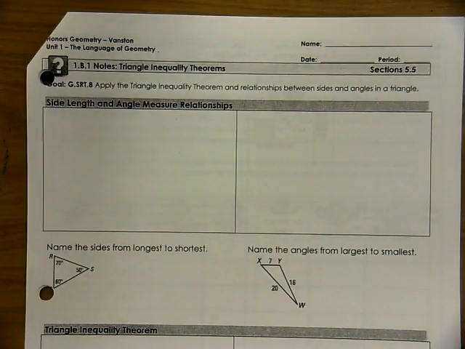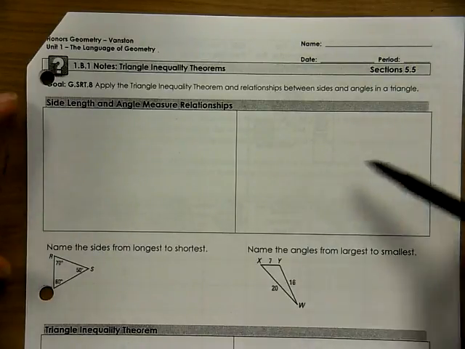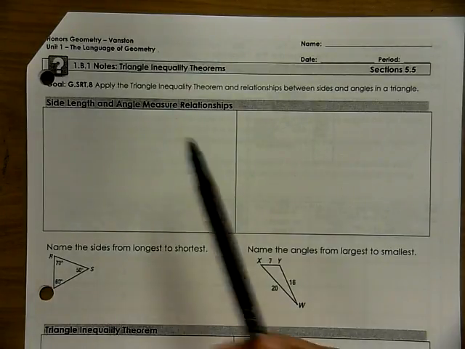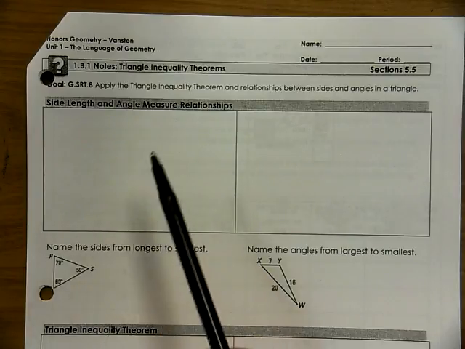This is the second video that I would like you to watch for 1B1. The first video was the definitions, and this second video is going to be the top half of the notes page, so what you see right now. There are two main ideas that we'd like to talk about with triangles coming up. So the first is the side length and angle measures relationship.